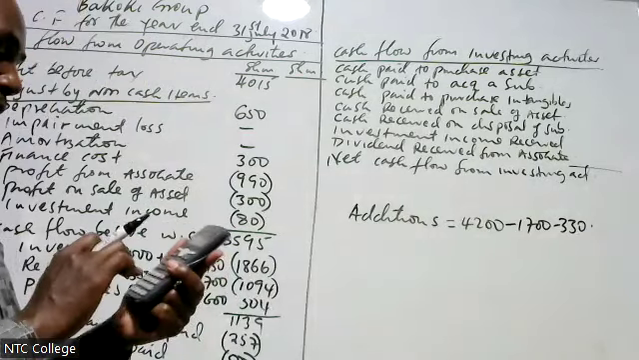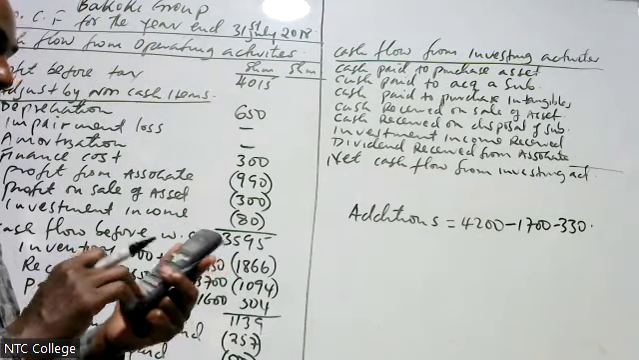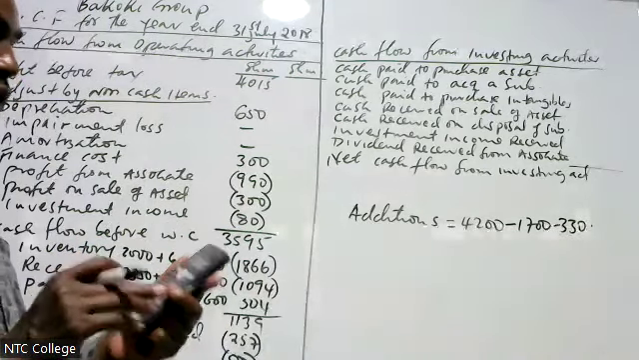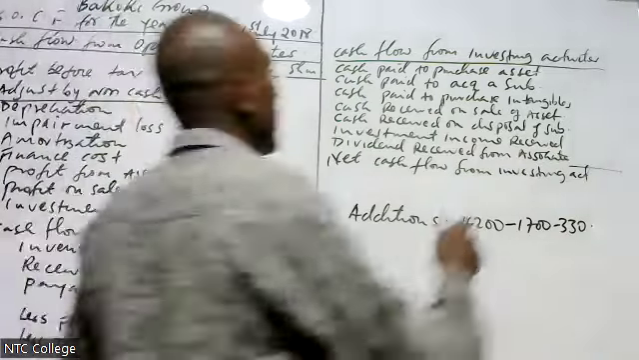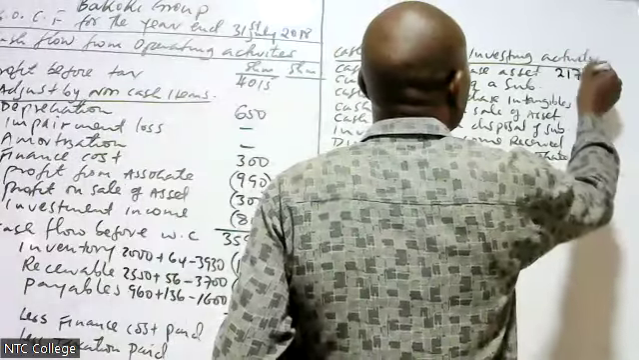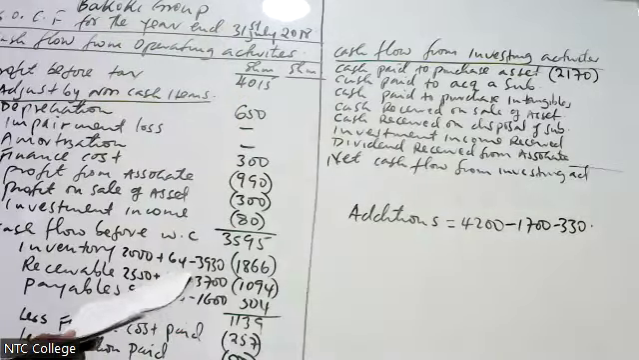Therefore, what do we have? 4,200 minus 1,700 minus 330 gives 2,170. I can see Ruth, you got it. Thank you very much. 2,170 we less.